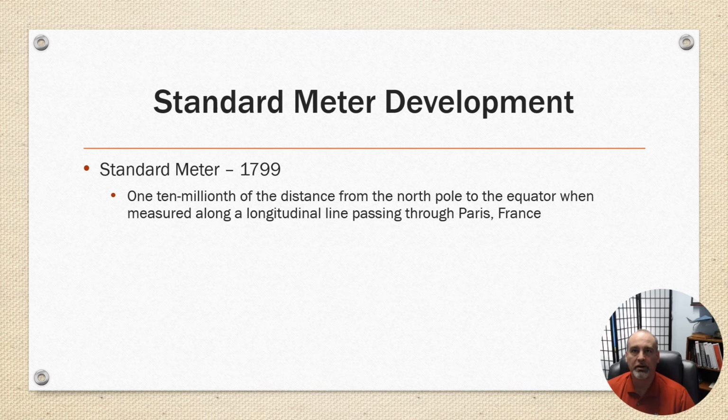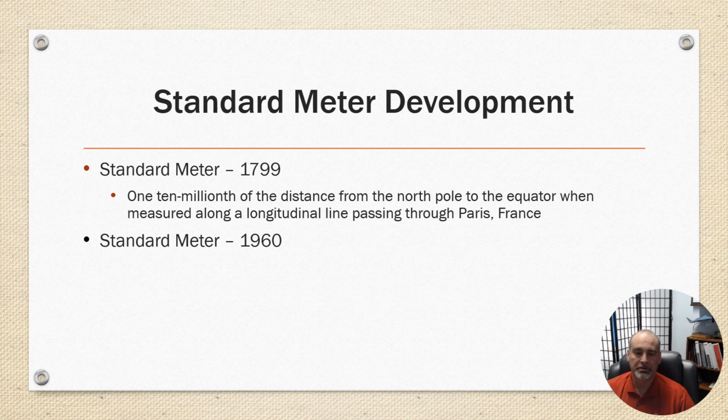to the equator when measured along a longitudinal line passing through Paris, France, because it was invented in France. And it spread through most of Europe in the early 1800s because Napoleon cleared through Europe in the early 1800s and established the metric standard throughout Europe. The standard meter changed, or at least how they define it.